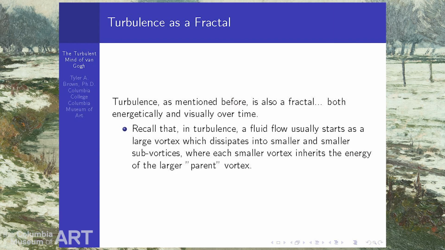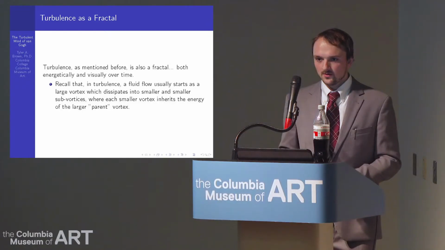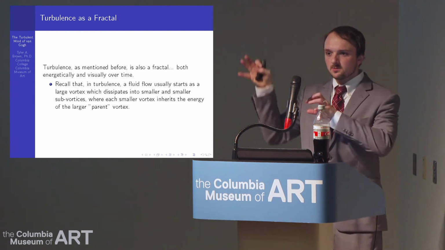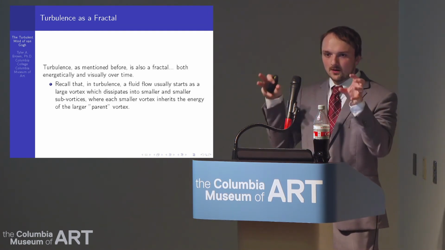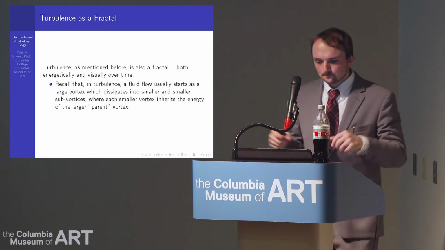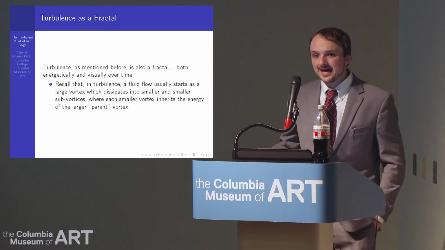Turbulence is also a fractal. As mentioned before, yes, it's also a fractal, both energetically and visually over time. Recall that in turbulence, a fluid flow usually starts as a large vortex, which dissipates into smaller and smaller subvortices, where each smaller vortex inherits the energy of the larger parent vortex. It's this conservation of energy. So you're going to have a big flow that dissipates into smaller subspirals, all inheriting the energy of the big parent flow. Those are going to break down even smaller, and the energy eventually will dissipate into friction and heat. So that breakdown of big spirals and smaller spirals, and even smaller spirals, creates a fractal over time.